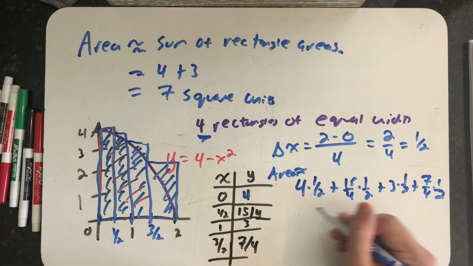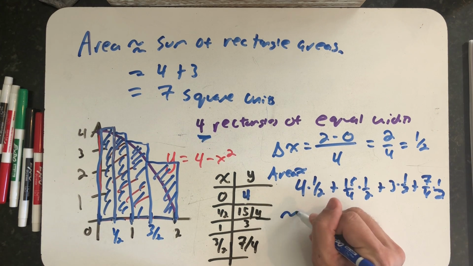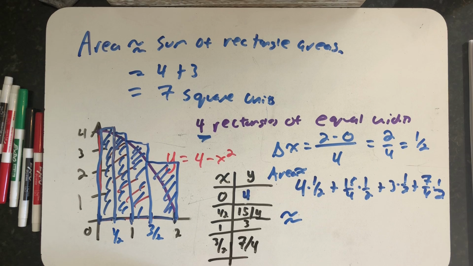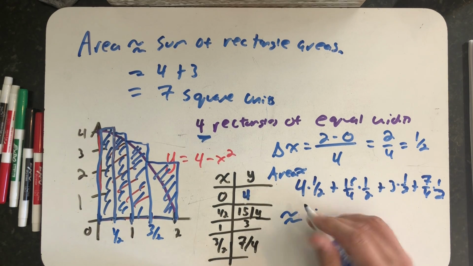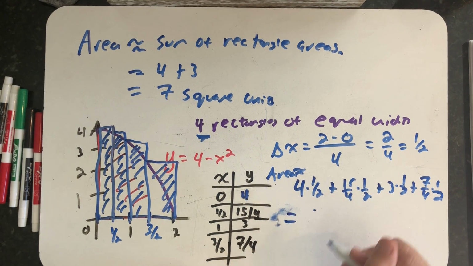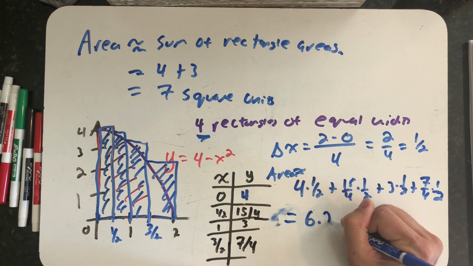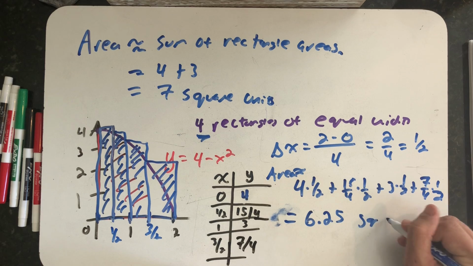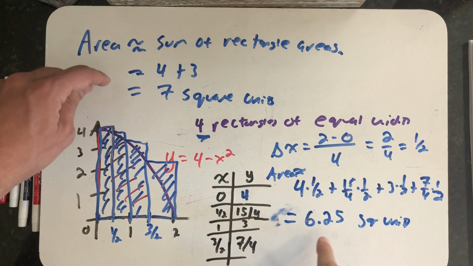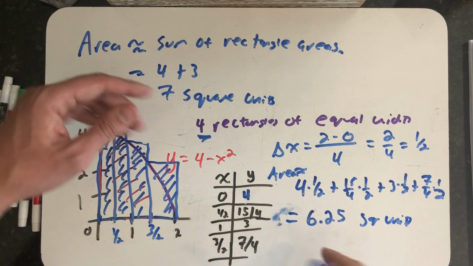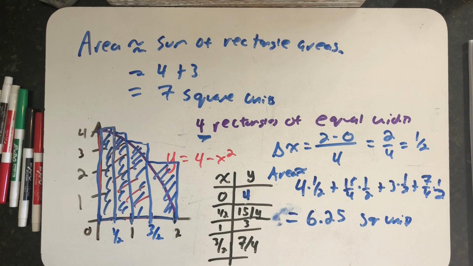All right, so I want to calculate this, and I've actually done that earlier using my TI-83, and this actually equals 6.25, 6 1/4 square units. Well, both of these are supposed to be overestimates, and since this one goes down, it should be closer to the true area under the curve.